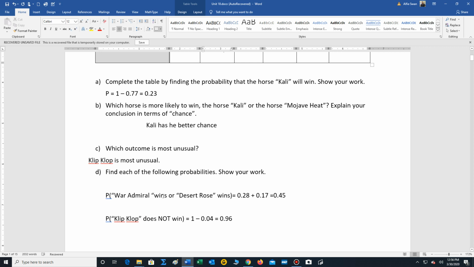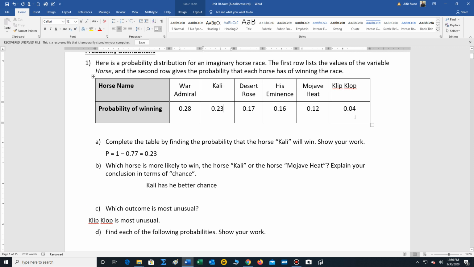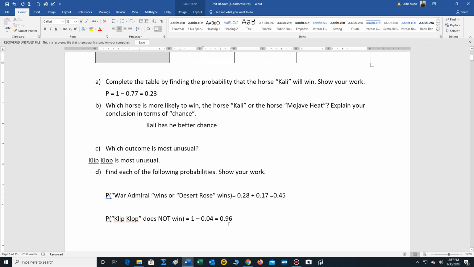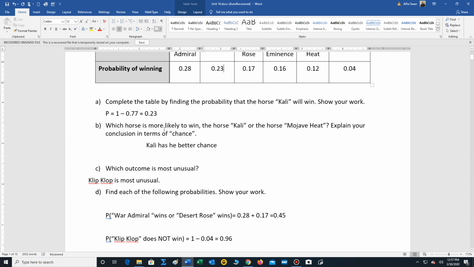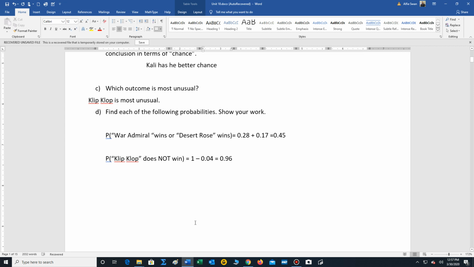Then it says find these extra probabilities, the chance that War Admiral or Desert Rose wins. Well, or always means add. So we look up the chance that War Admiral wins, add it to the chance that Desert Rose wins, 0.45. And then finally, what's the chance that Clip Clop does not win? Well, that's going to be 1 minus the chance that it does win. So 1 minus 0.04 is 0.96. So it's a pretty high chance of losing there. But so you can answer, once you construct this probability distribution, you can answer several questions based off the distribution.